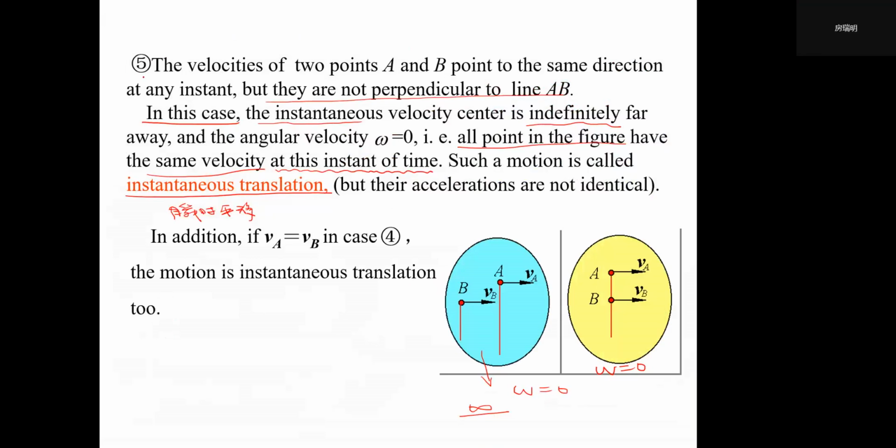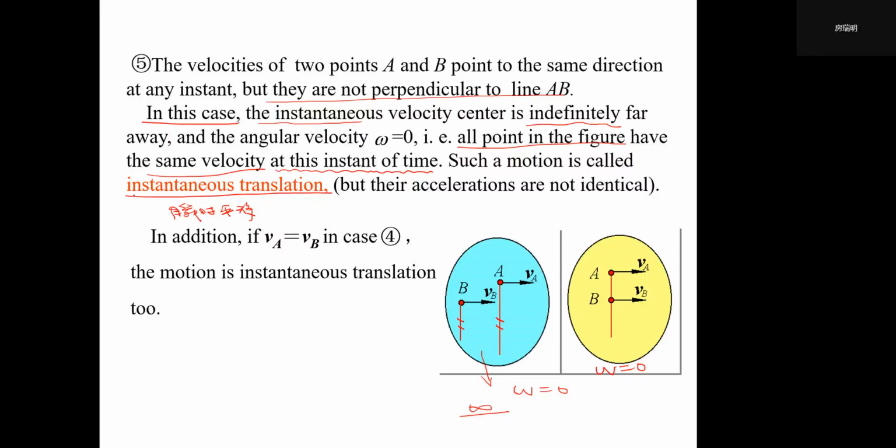So there is also this situation. The velocities of two points A, B have the same direction. VB and VA have the same direction, but they are not perpendicular to line AB. So if we draw the perpendicular lines, this here and this here, you will find actually this one will be parallel to this one. So we will never find a cross point, right? Or we can see that the distance of that cross point to B and A will be infinite, indefinite.